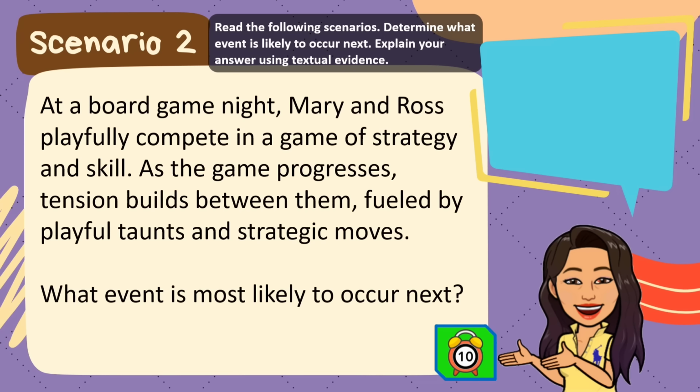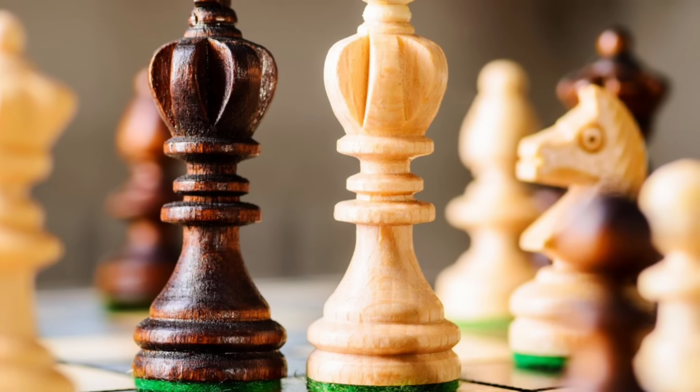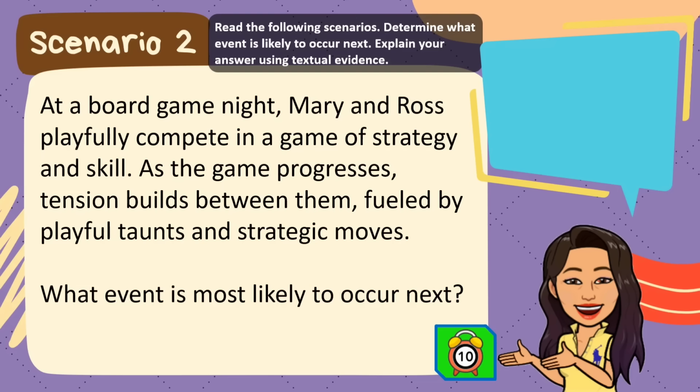Scenario number 2. At a board game night, Mary and Ross playfully compete in a game of strategy and skill. As the game progresses, tension builds between them, fueled by playful taunts and strategic moves. Do you know what board games are? Examples are chess and snake and ladder. What event is most likely to occur next?